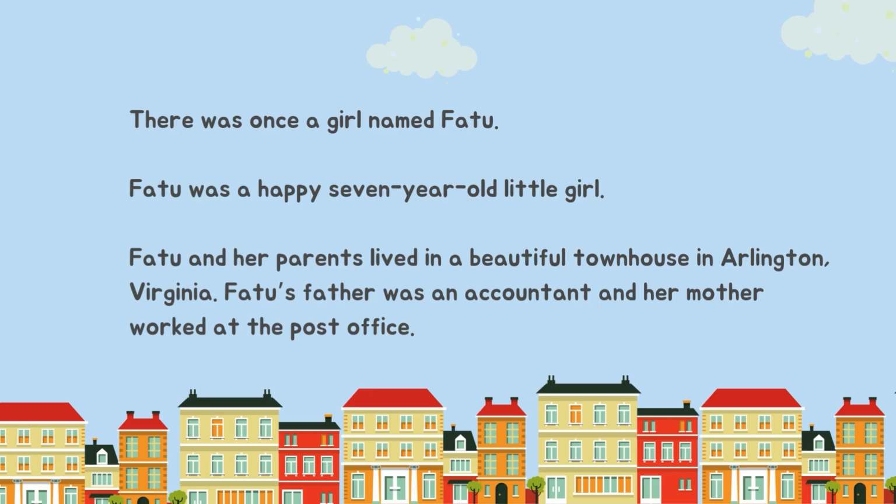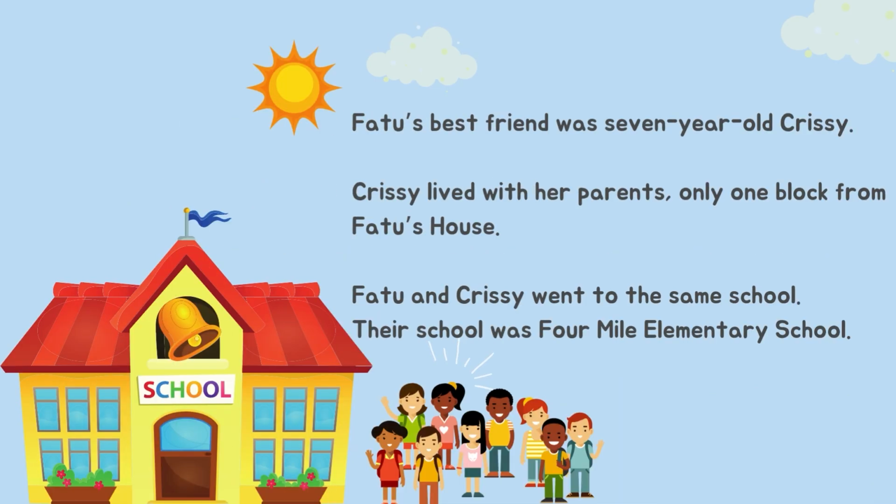There was once a girl named Fachu. Fachu was a happy 7-year-old little girl. Fachu and her parents lived in a beautiful townhouse in Arlington, Virginia. Fachu's father was an accountant and her mother worked at the post office. Fachu's best friend was 7-year-old Chrissy. Chrissy lived with her parents, only 1 block from Fachu's house.